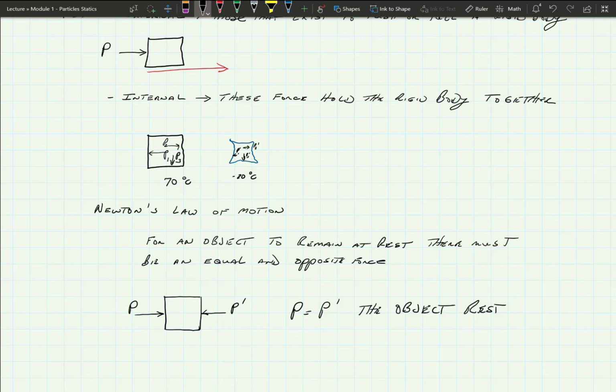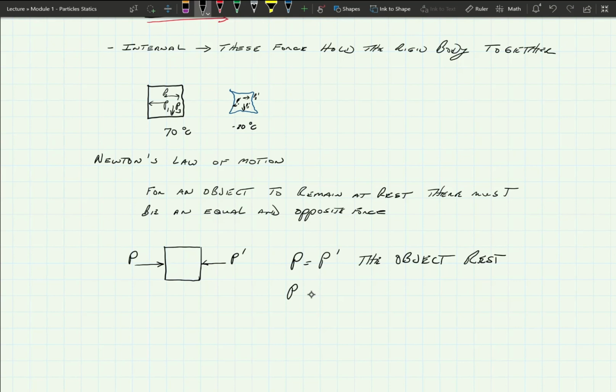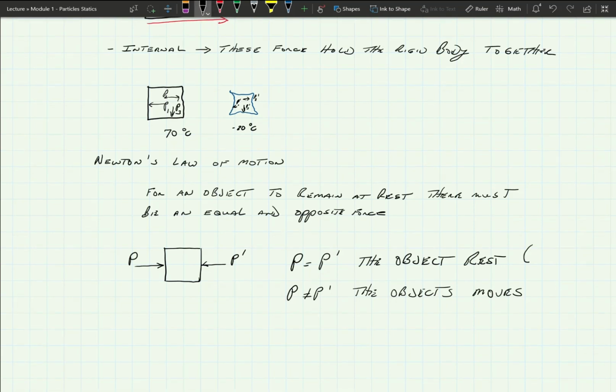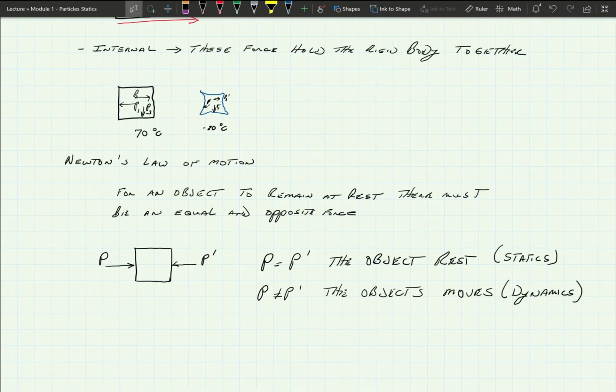Okay, but as soon as P is not equal to P prime, the object moves. Okay, and what we're looking at is this is statics, and this is dynamics. Just so you get some perspective on that as we go forward into the future here.